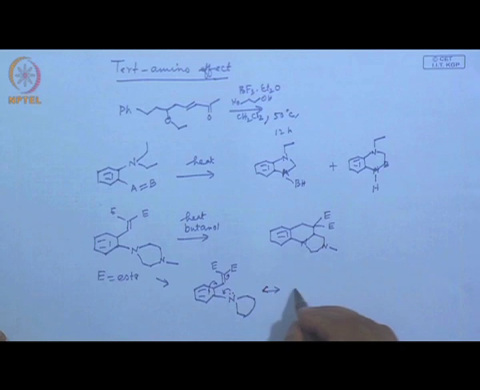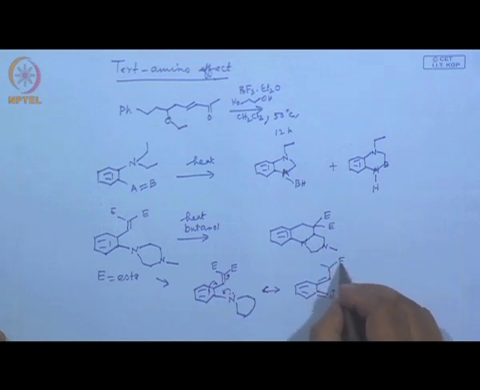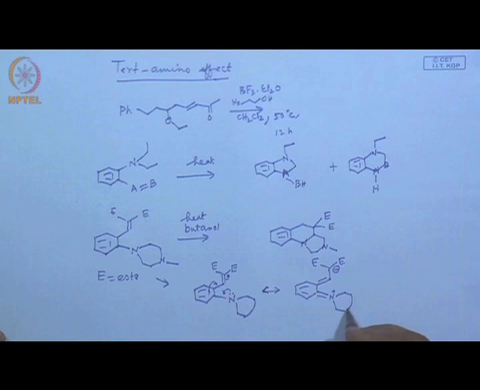So, a double bond here, and then E, and now a kind of zwitterion, and then this is a cycle. Don't write anything about that.